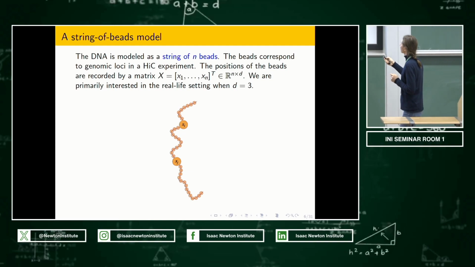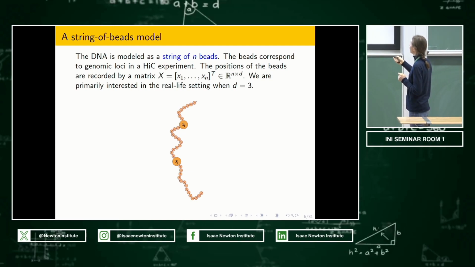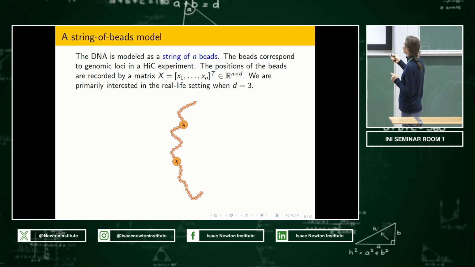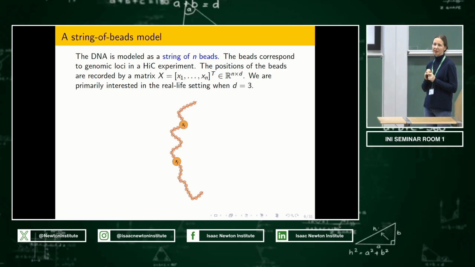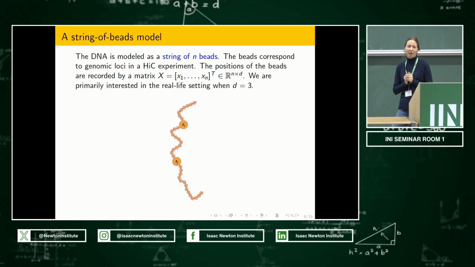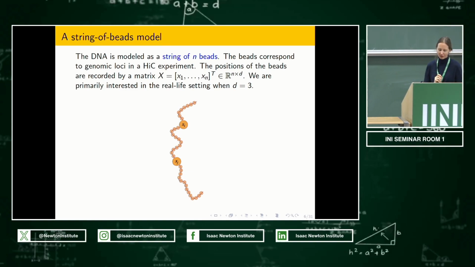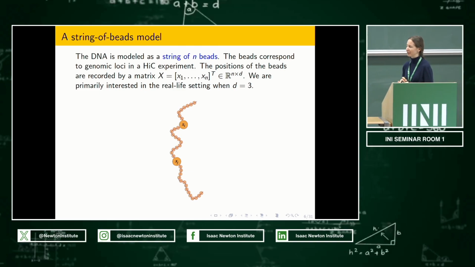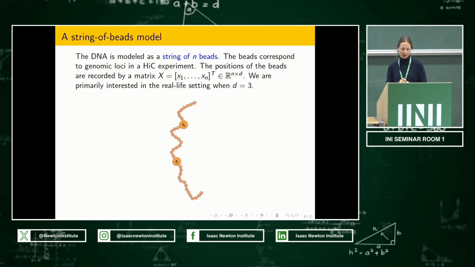And so x1 to xn are points in R^d, and we are primarily interested in the real life setting when d is equal to 3, but actually many of the results that I'm presenting will also be for d equals 1 and 2, just for the reason that these are the base cases, and actually often we don't have a full understanding of the three-dimensional setting.